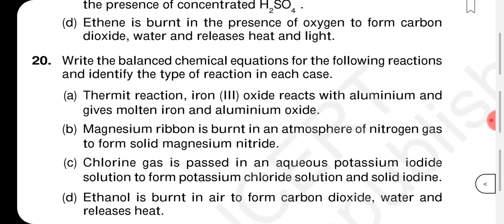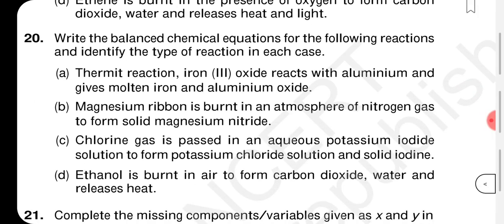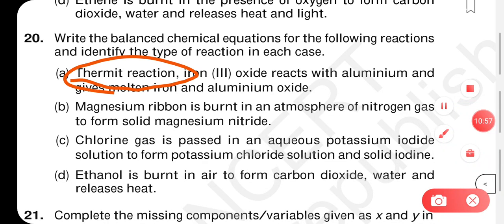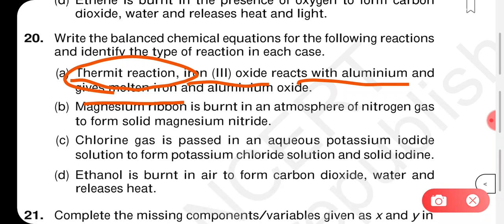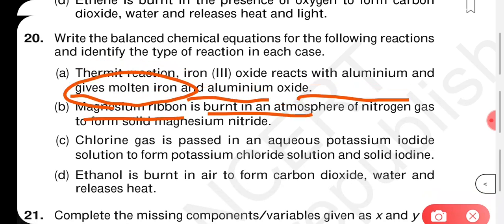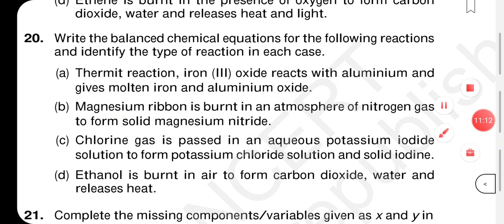In the next question, it is asked to write the balanced equation. Also you have to find the type of reaction happening. Okay, so in the Thermite reaction, now what is this Thermite reaction? The reaction which is mentioned here itself is called the Thermite reaction. Okay, Thermite reaction, that is iron 3 oxide reacting with aluminium, and it gives molten iron and aluminium oxide. Okay, let us write the equation. Iron 3 oxide is Fe2O3.